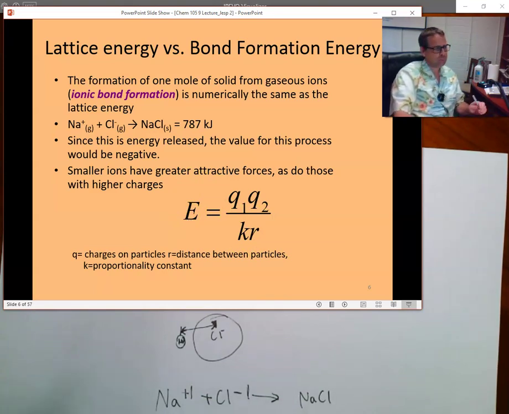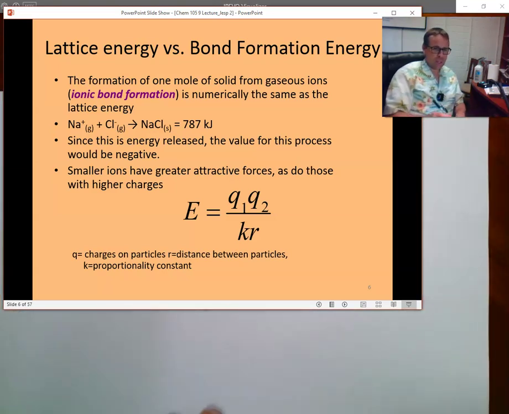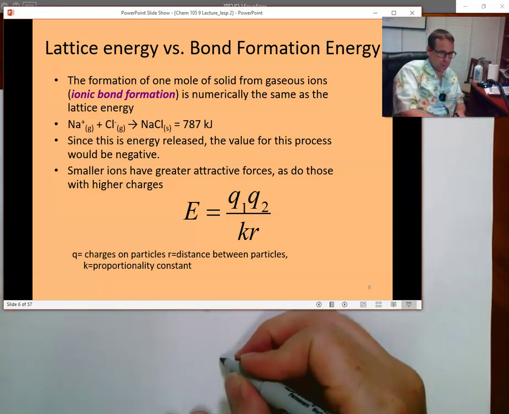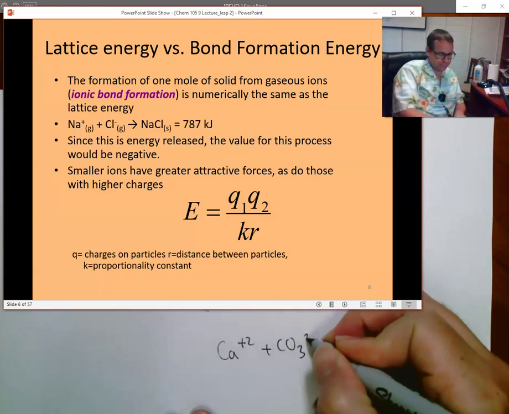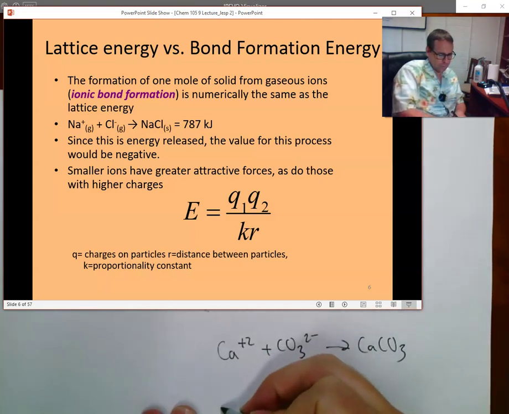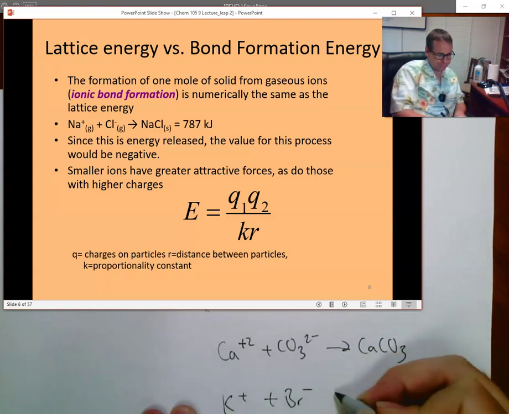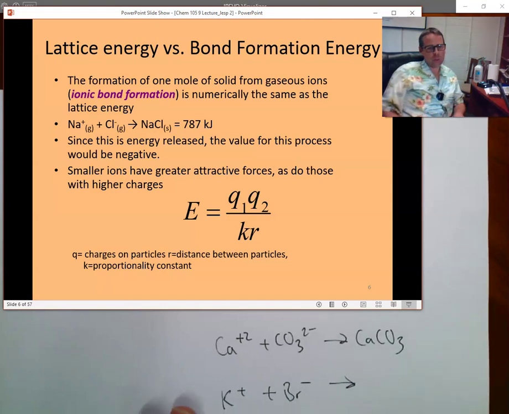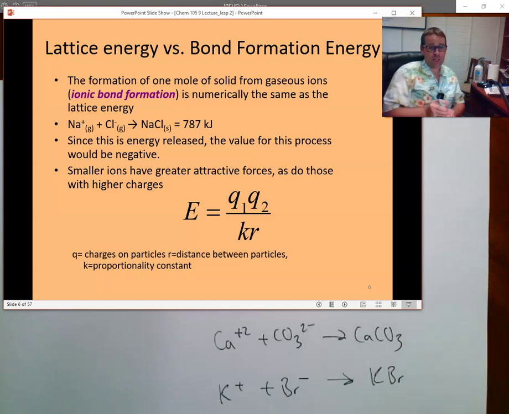Okay, so looking at that equation, James Oliver, can you tell me which of these lattice energies you think would be greater? That of calcium carbonate or potassium bromide? Which one do you think would have a higher lattice energy, James?